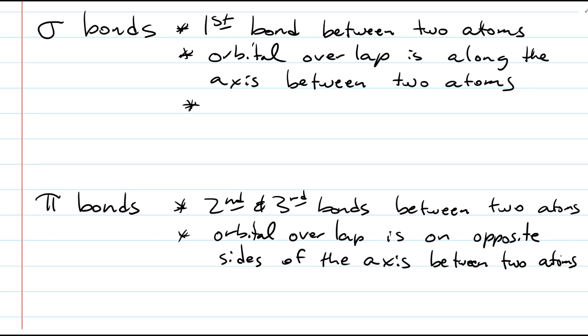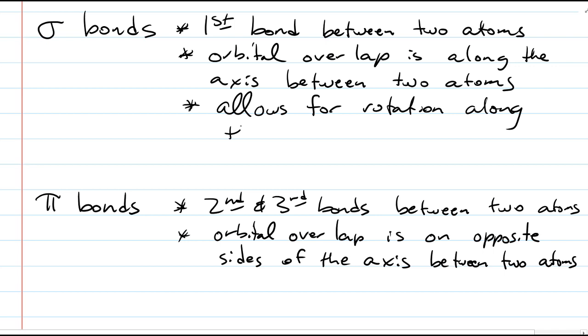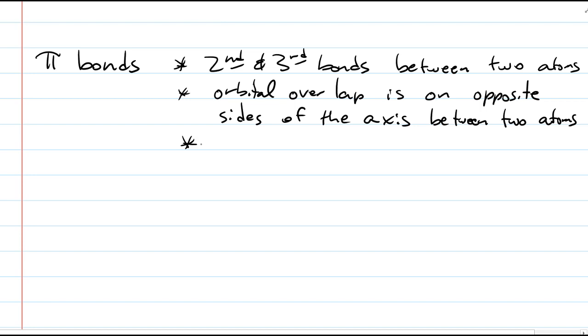So if we were going to put down our last bullet points on here, we can say that this one here, the sigma bonds, this allows for rotation along the axis between the 2 atoms. And the pi bonds, this here prevents rotation along the axis between 2 atoms.